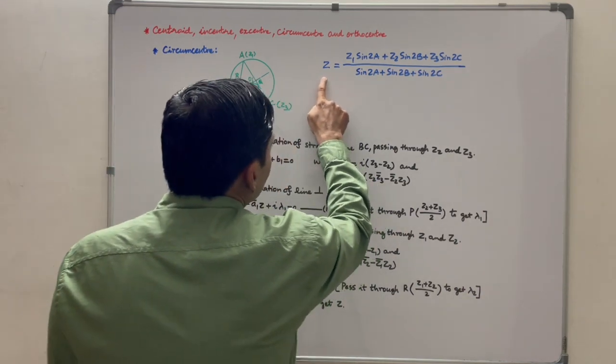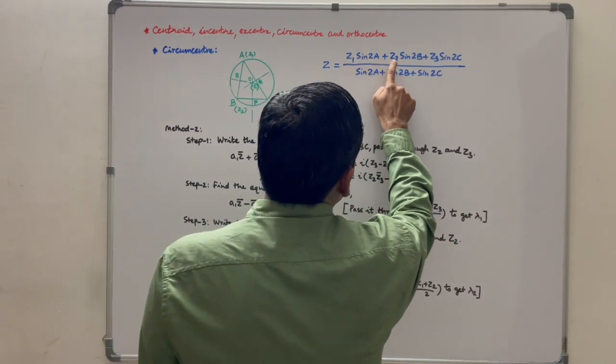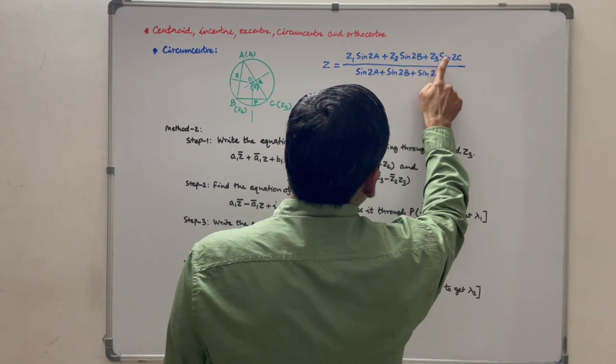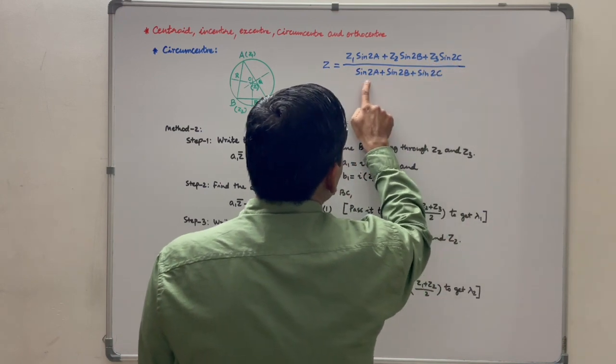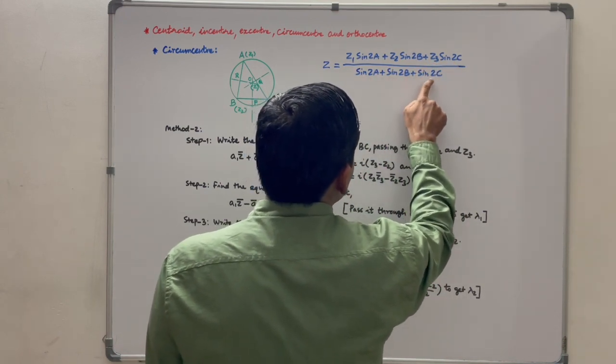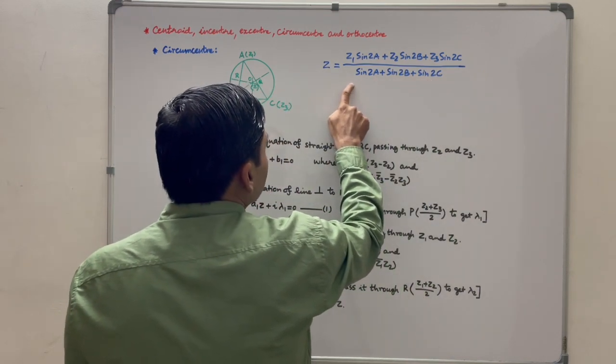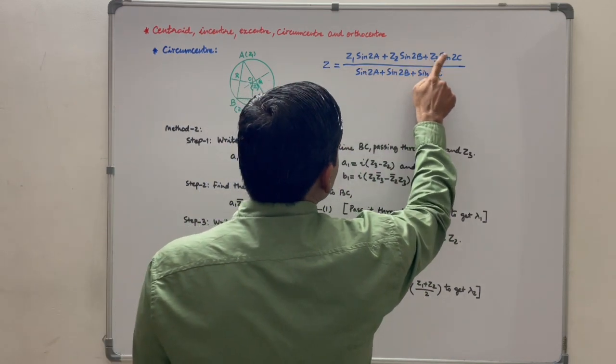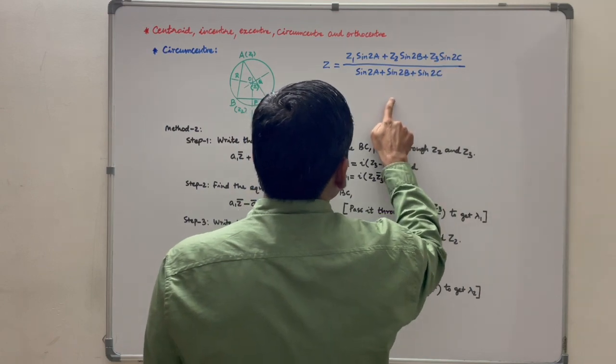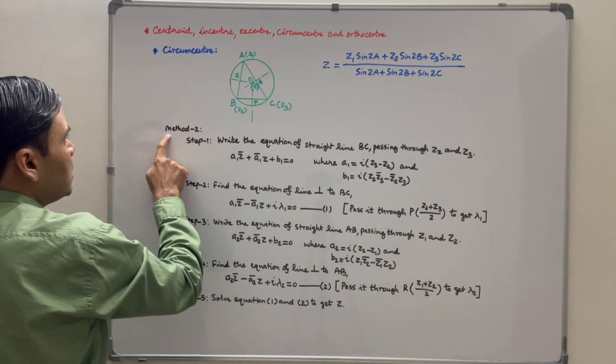Then Z is equal to Z1 sine 2A plus Z2 sine 2B plus Z3 sine 2C upon sine 2A plus sine 2B plus sine 2C. This formula is useful only if angles A, B and C are given. Otherwise, you need to follow alternate method.